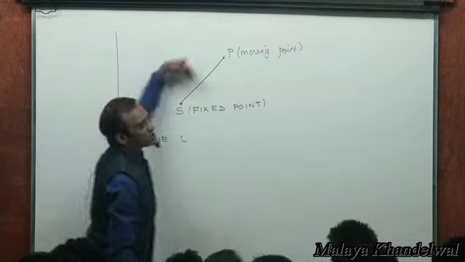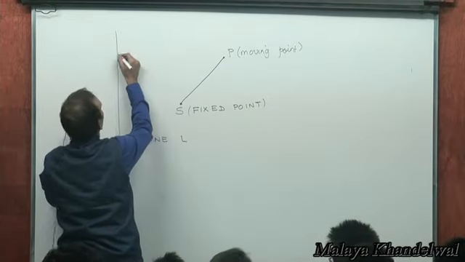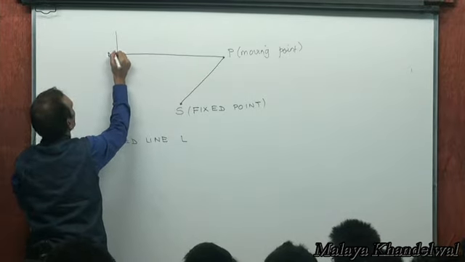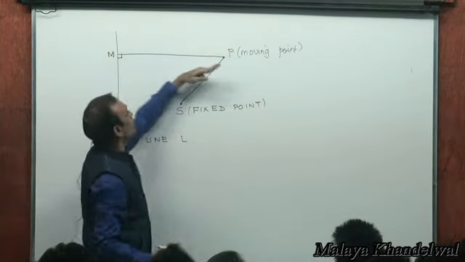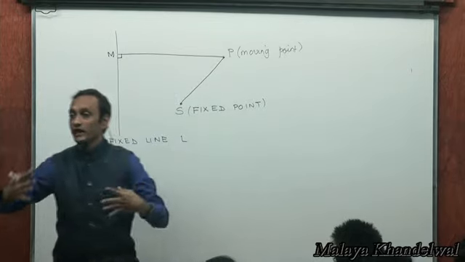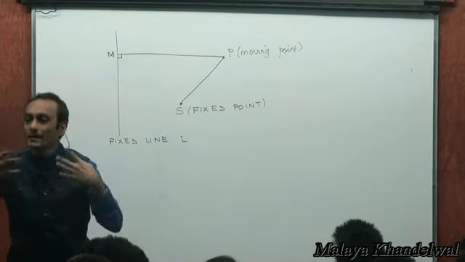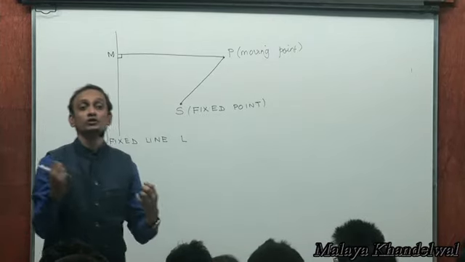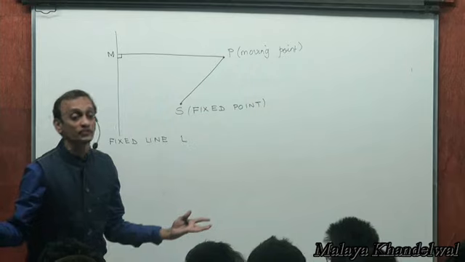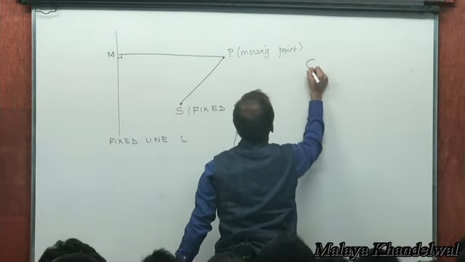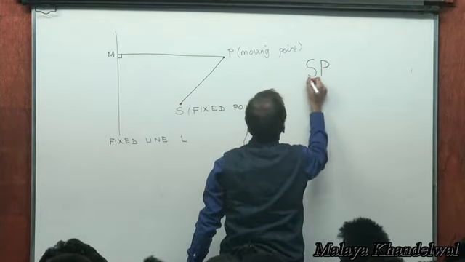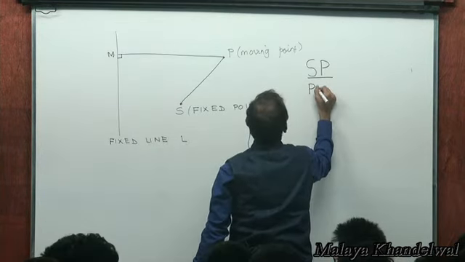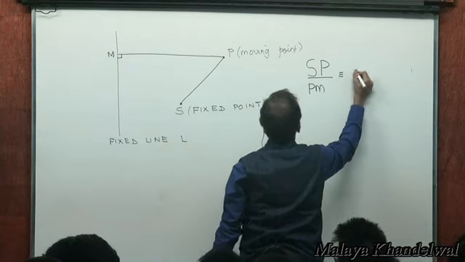From S, its distance is SP. From the fixed line, the distance of this moving point is PM. As the point P moves, both SP and PM vary. But then, they still subscribe to a common condition at all instants of the moving point. The condition is that SP, the ratio of its distance from the fixed point to its distance from the fixed line, is a constant.